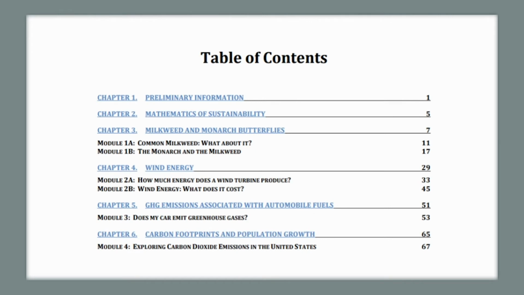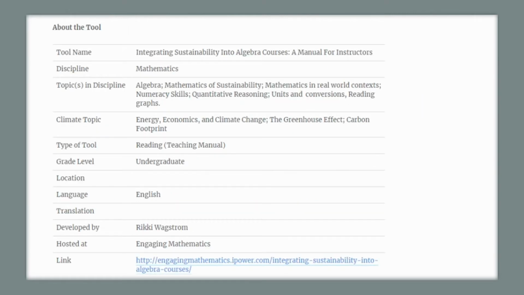This book contains different sustainability related themes and shows actual examples and data to teach topics in mathematics or algebra. The ones which we would invite you to look at a little more closely, which closely tie in with climate change, are chapters 5 and 6: greenhouse gas emissions associated with automobile fuels, and carbon footprints and population growth. Like I mentioned, this has been developed by Ricky Wagstrom. It is hosted at Engaging Mathematics at the link that is shown here.